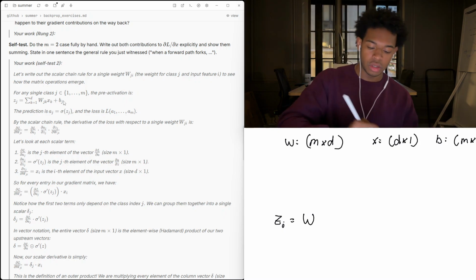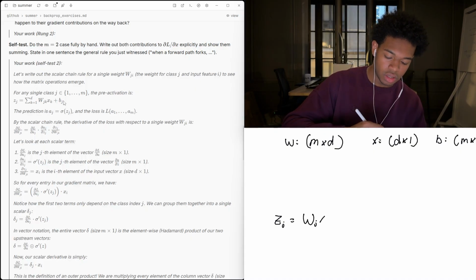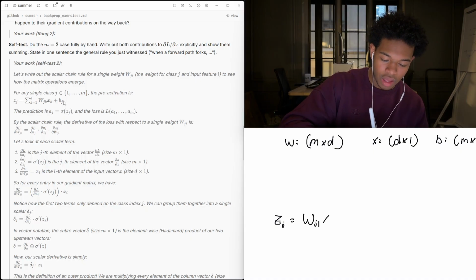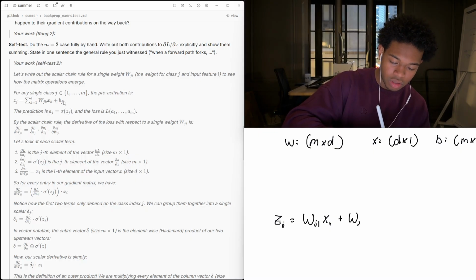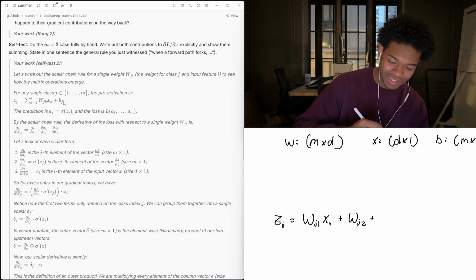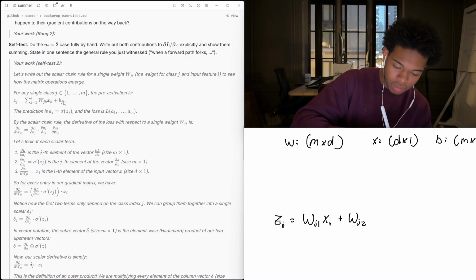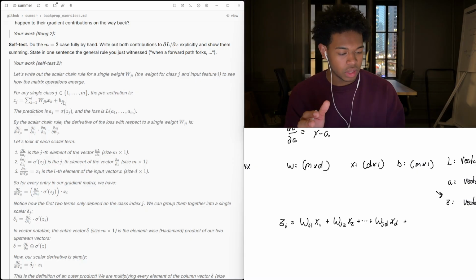W has M rows. So that means WJ... Oh my goodness. WJ1. Goodness. WJ1 X1, not XI, plus WJ2 times X2, plus dot dot dot, plus WJD XD, plus BJ.